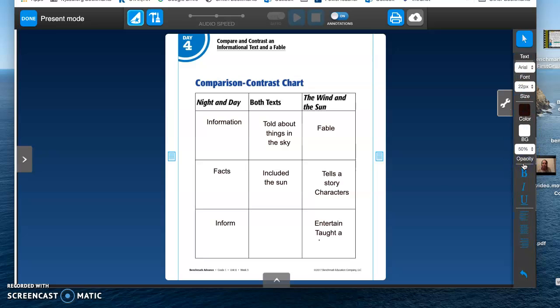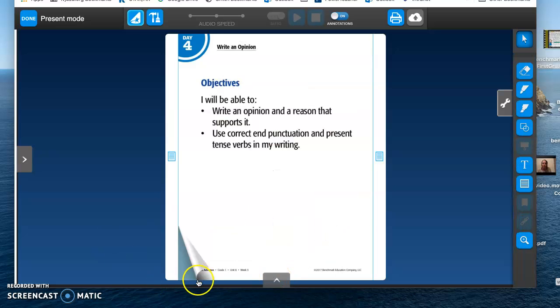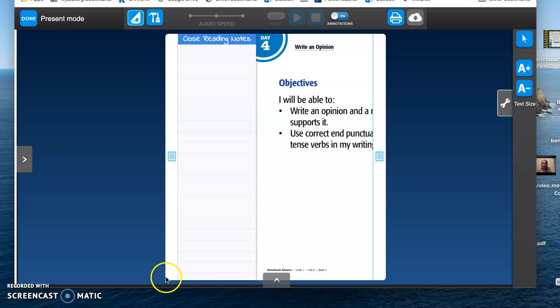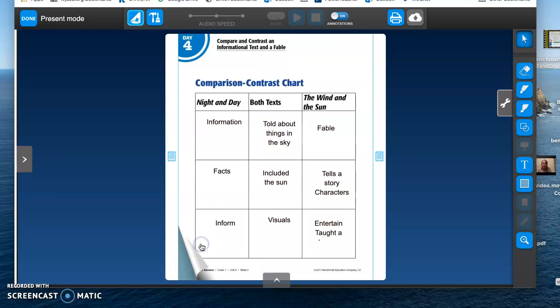One more way that both these texts were the same is they both had visuals. In Night and Day, the author used photographs to explain and inform. The Wind and the Sun had pictures to show the story.